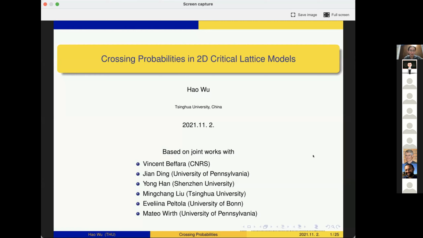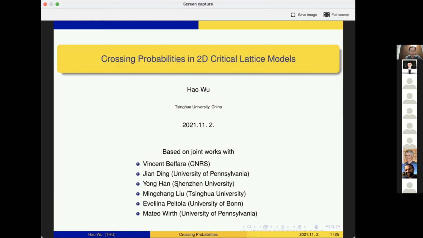And today my talk is about crossing probabilities in 2D critical lattice models. In this talk, it will relate to several works. And here is a list of my collaborators. Vincent Beffara is a researcher at CNRS in France. Jian Ding is a faculty at UPenn. Hao Yong was my postdoc before, and now he is a faculty in Shenzhen University. Liu Mingcheng is my first PhD student. And Evelina is working at the University of Bonn, but recently she moved to Helsinki. Matthew Worth was Jian Ding's PhD student. Now he's working at Facebook.